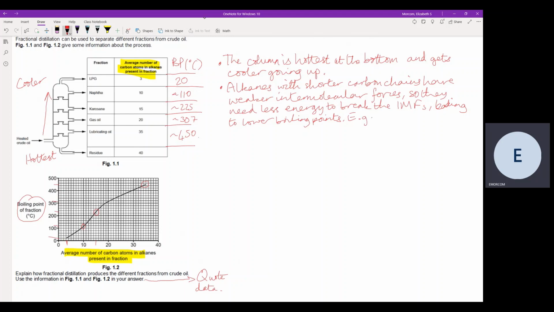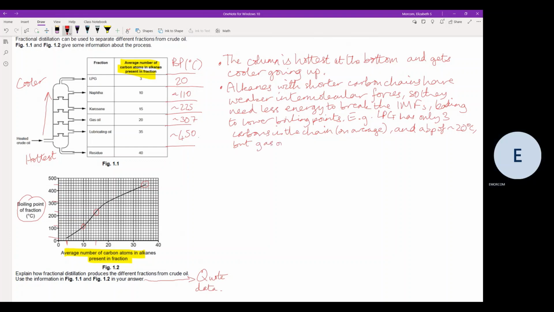EG. Now we're going to use the data. LPG has only 3 carbons in the chain on average, and a boiling point of around 20 degrees C, but gas oil, which I'm literally picking because it's the shortest one to write, has an average of 20 carbon atoms and a boiling point of around 307 degrees C. So that's me using the data.